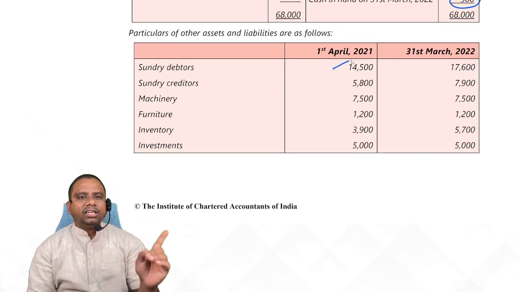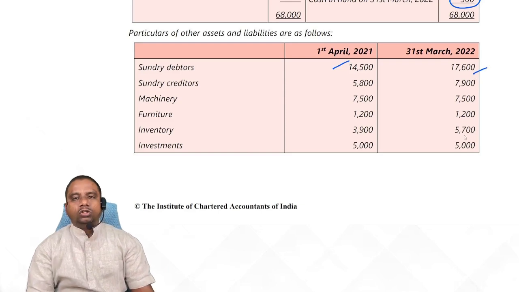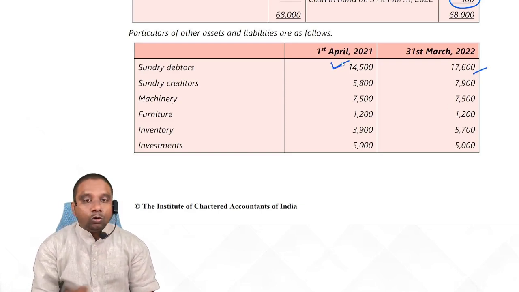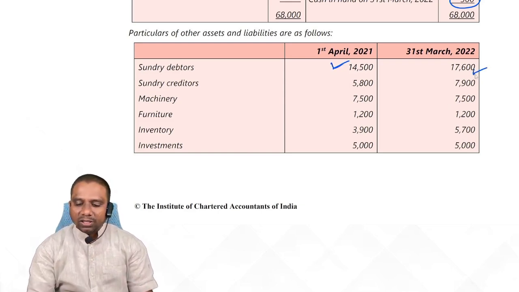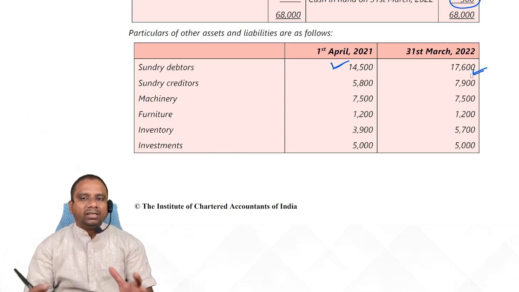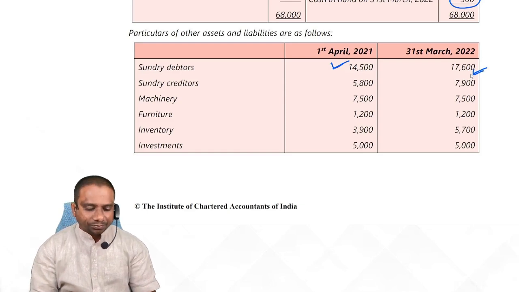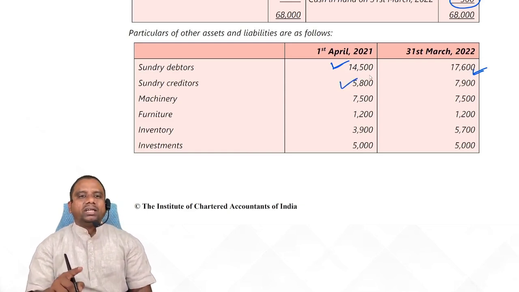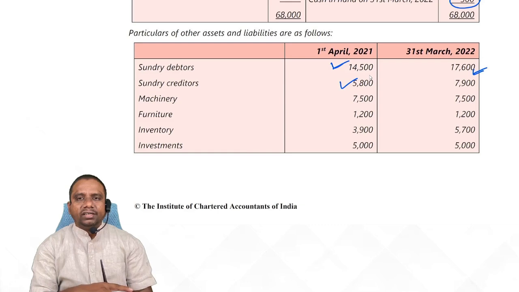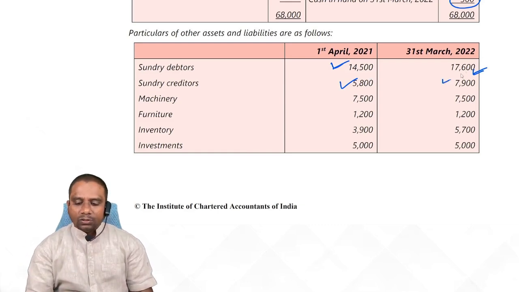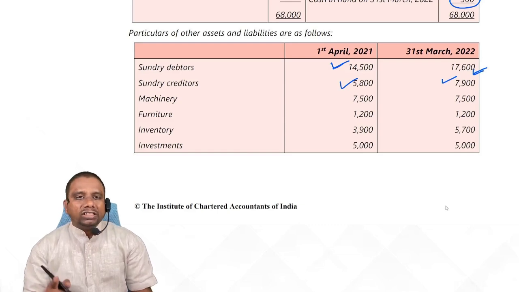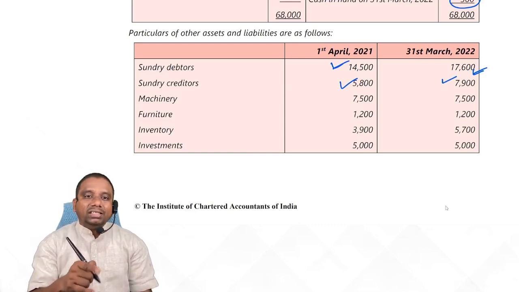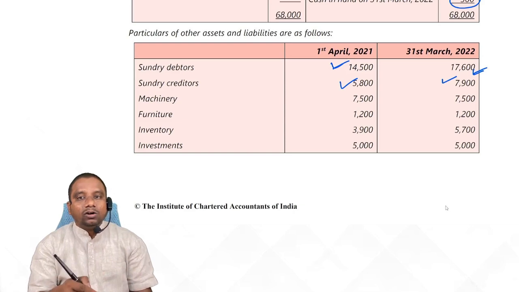Sundry debtor account opening balance, closing balance. Opening balance in opening balance sheet, at the same time closing balance in closing balance sheet. So simultaneously you have to write this information. Creditors opening balance sheet 5,800. Creditors account opening balance 5,800. Next one, creditors closing balance. So balance sheet liability side, creditor account closing balance to balance C by D.